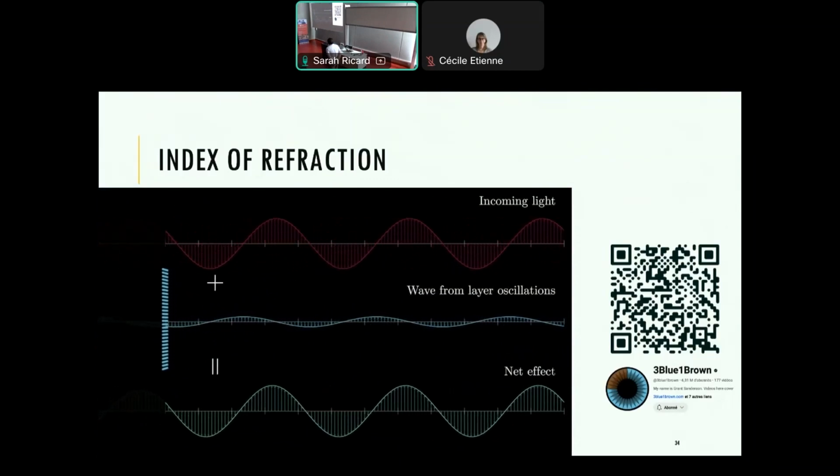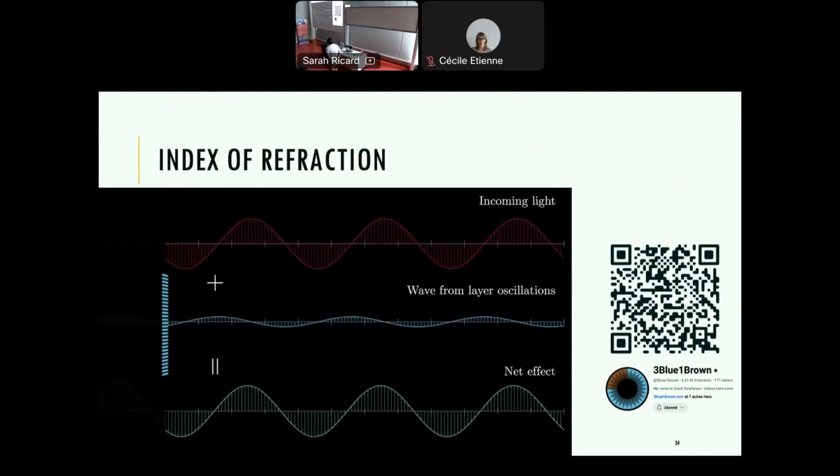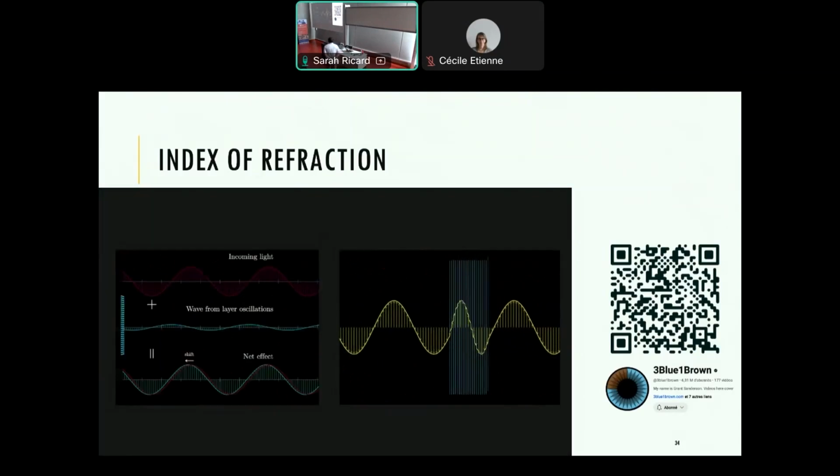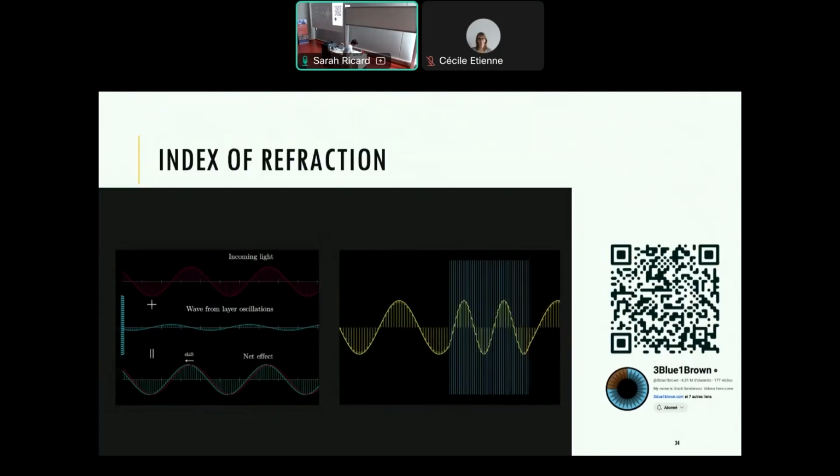You can probably predict what I'm going to say. It turns out that when you add that second-order oscillation, the overall effect is almost identical to the incoming light, but just shifted back in phase by a little bit. And because many successive shifts to the phase like this are the same thing as light slowing down, this will ultimately explain the index of refraction.